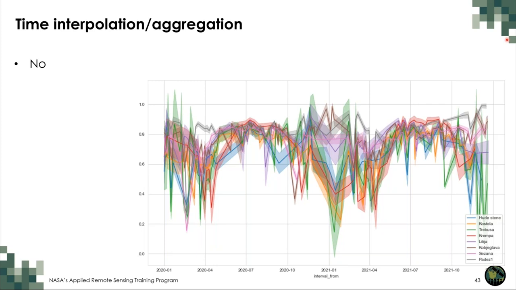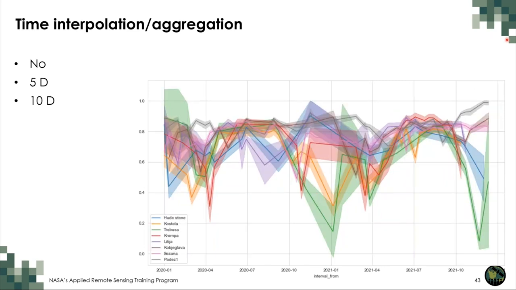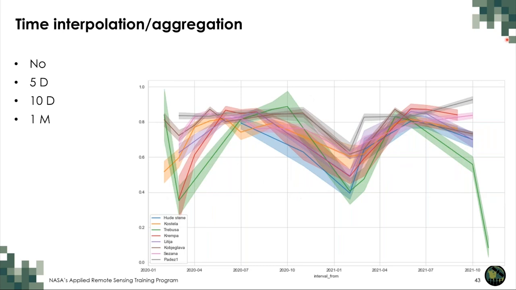This is the image with the time series without aggregation. This is the time series with 5-day aggregation, where you can see that some noise has been eliminated. This is the time series with 10-day interpolation and with 1 month of interpolation. In this case here, we have 1 point in time every month. And this is probably enough for time series analysis, because you can clearly see the development of different tree types in that case, and we don't have a lot of noise.